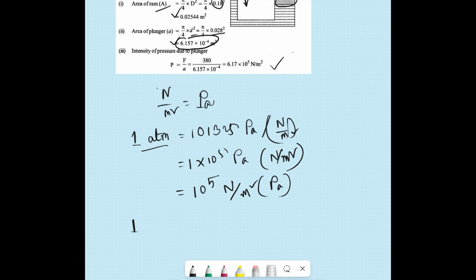But 1 atm is also equal to 760 millimeter of mercury. So this type of conversion, from 1 atm to how many millimeters of mercury, and if we could write it in centimeters of mercury pressure, this is your task, you have to find it out.